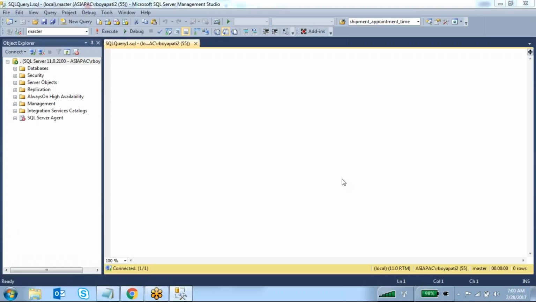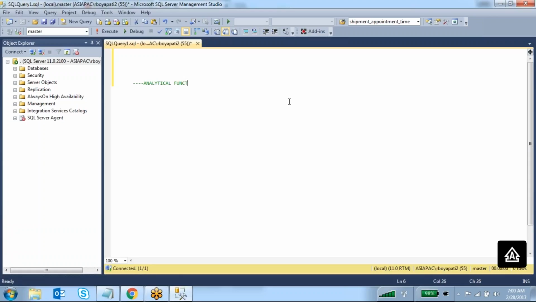Today we are going to discuss the analytical functions in SQL Server. So what are the analytical functions we have in SQL Server? These are the majorly popular analytical functions in SQL Server.